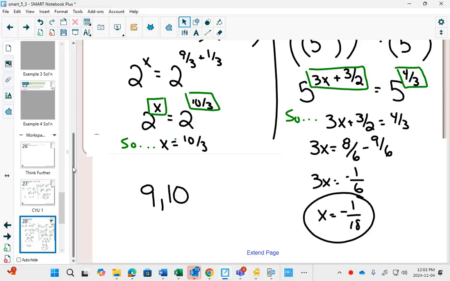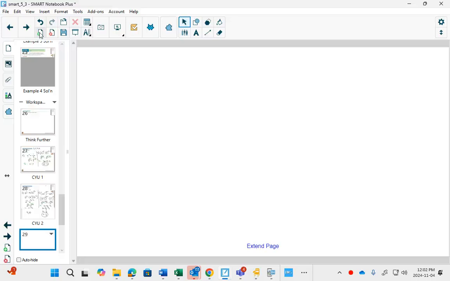Eventually, we're going to run into, right? Someone's going to ask, well, what happens if I can't write the bases the same? What happens if I have 7 to the x equals 30? None of those numbers are on my powers chart. Well, the 7 is, but in the 7 column, there's no 30. How do I do this?